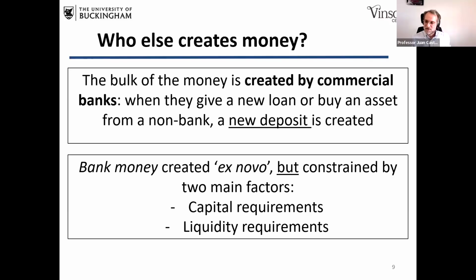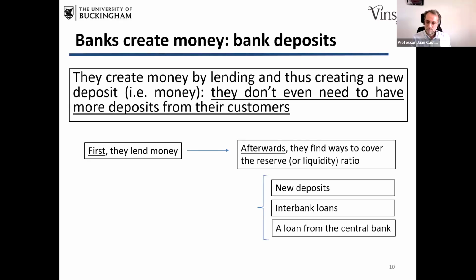But there is a difference here as regards the money created by the Bank of England. With bank money, commercial banks can create money, but they are constrained by two limitations. One, they must hold enough capital in the books, and two, enough liquidity. Those two requirements apply to the banking sector, but they don't apply to the Bank of England. So indeed, they have quite a lot of capacity to create money, but it's not unlimited.